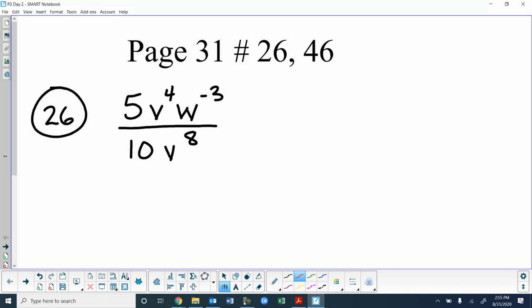So we take care of the coefficients first, which would be the 5 and the 10. I know that 5 goes into 5 once, and 5 goes into 10 twice. Then I look at the variables. I see that I have a b to the 4th in the numerator and a b to the 8th in the denominator. And so we put the b where the higher exponent is, where the 8 is. So the b is in the bottom, and then just subtract 8 minus 4. So I get b to the 4th.